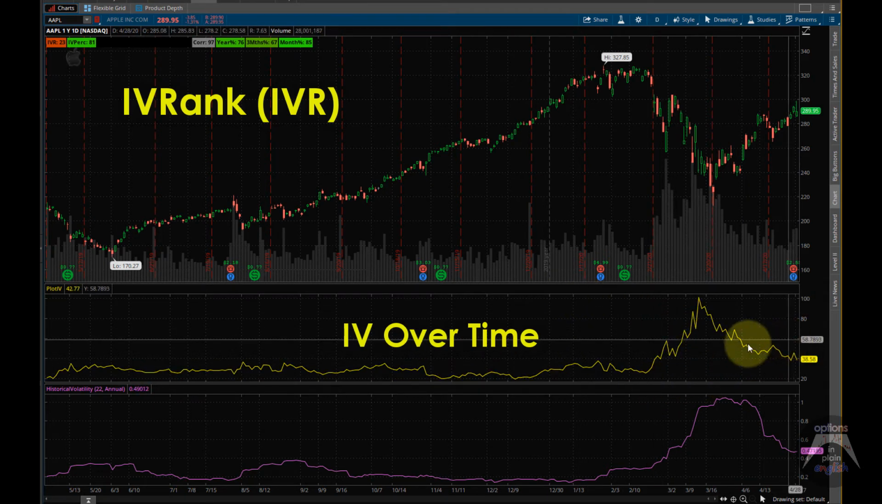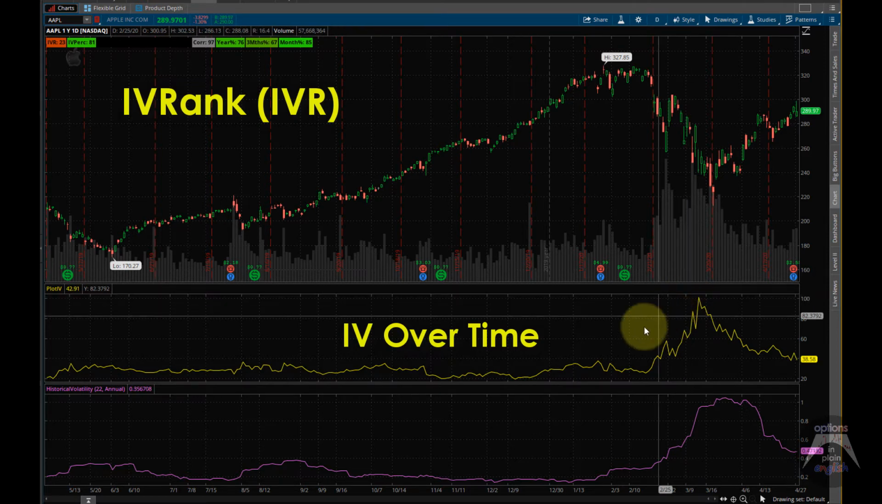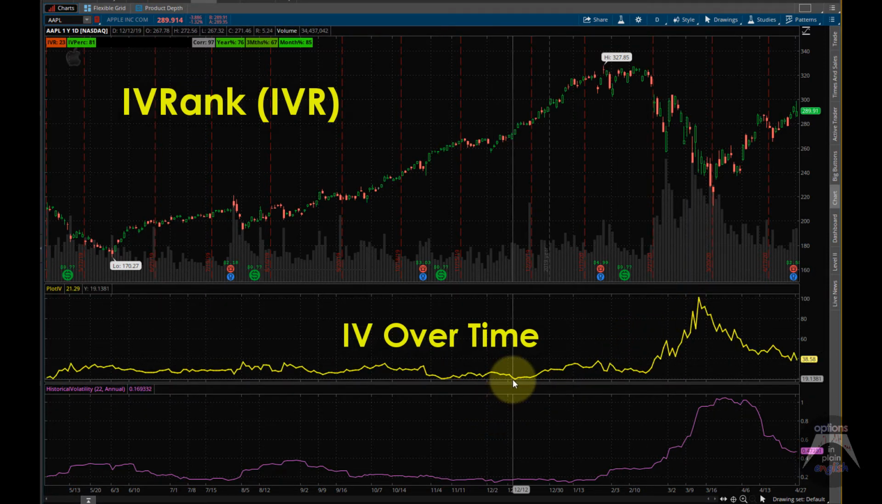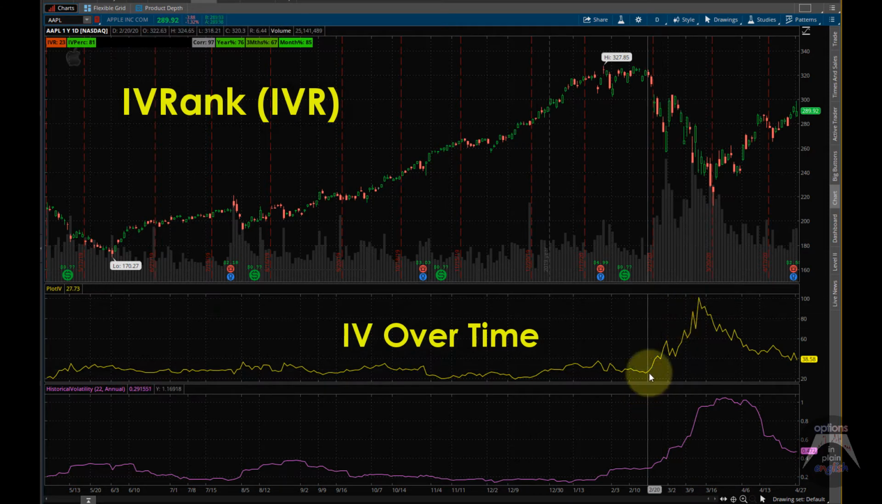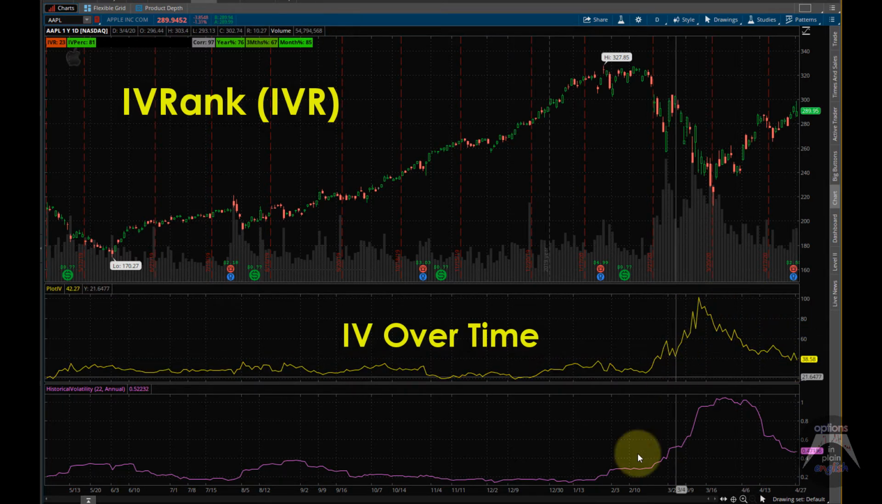So IVR is always going to be from 0 to 100. And what you do is you take 1 year back. So for example, we have 1 year. You see the absolute highest value you can get here, and then the lowest value is here, and that's going to be your 0 to 100 scale. And you just need to take a look at where it is today and see where it is relative to that scale.